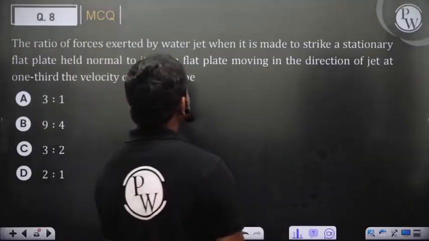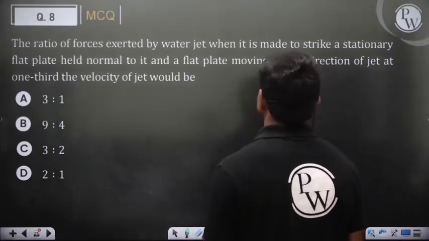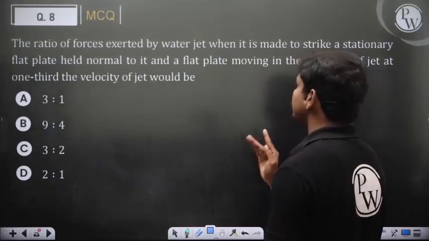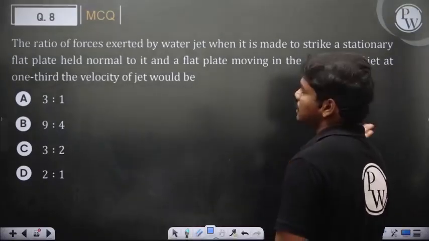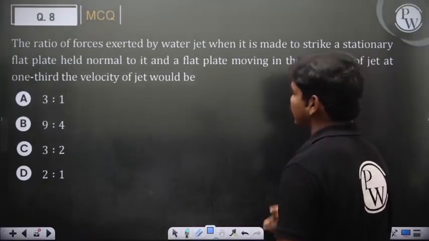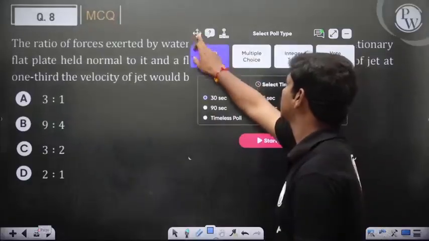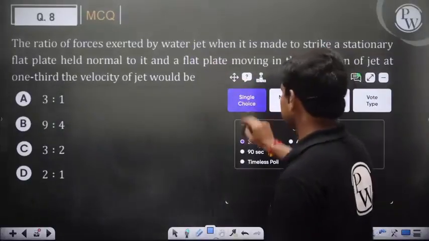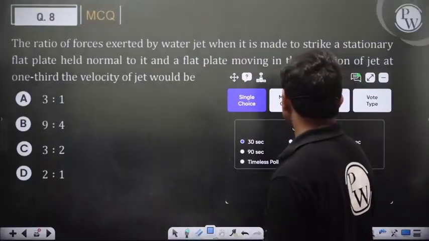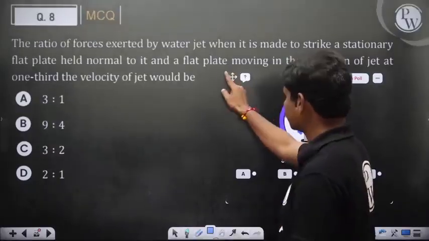The ratio of forces exerted by a water jet when it is made to strike a stationary flat plate held normal to it, to a flat plate moving in the direction of the jet, equal to 1/3 the velocity of the jet. Come on, solve this question. MCQ, so single choice. Say I'm giving you 2.5 minutes. Start. Solve this question.